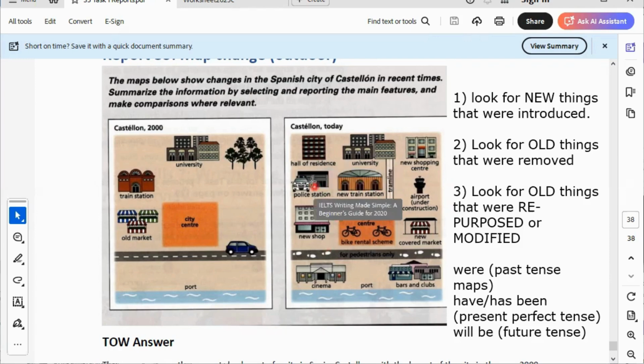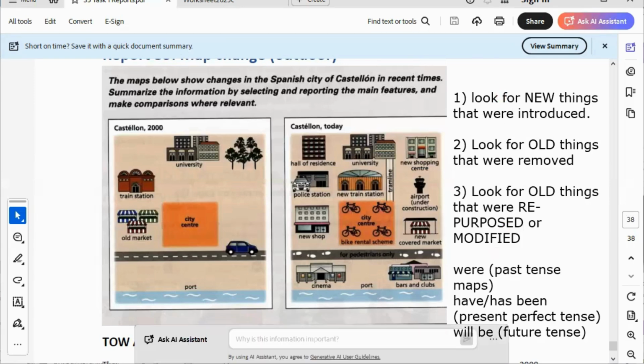So this one here now, you can see that the police station is in the same spot where the train station was. So that's replaced. This train station was replaced, and a new train station was constructed in this empty space. So these are things that you look out for. I want you to take note of these things I've written here, everybody. Okay? Very, very important.